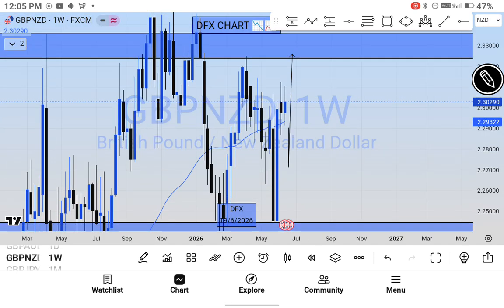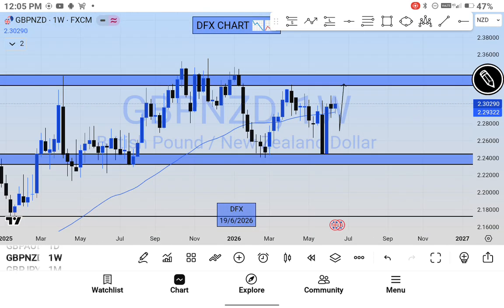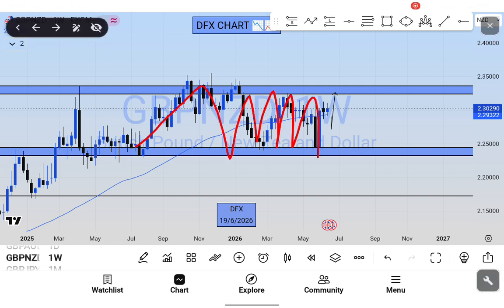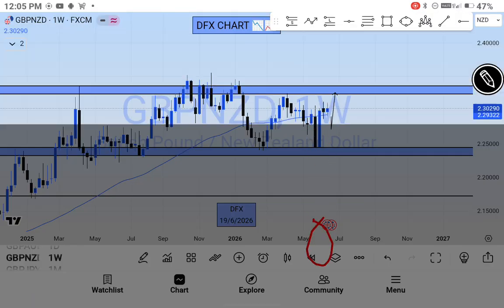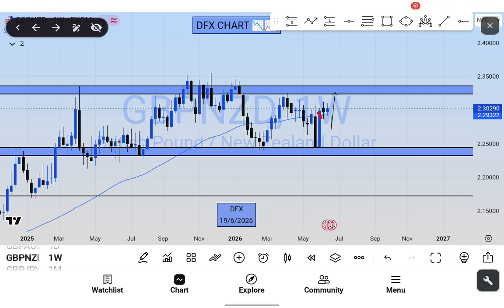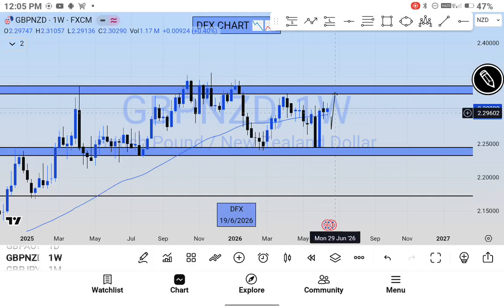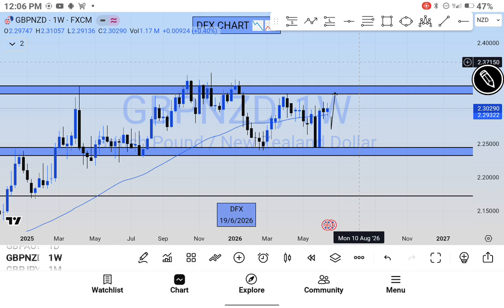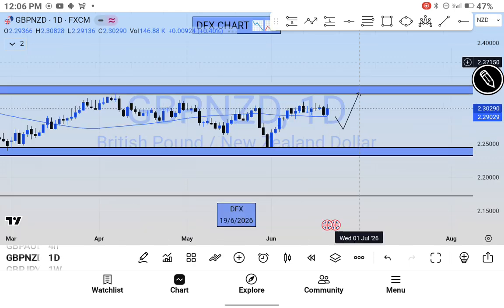Pounds NZD on a weekly time frame, just as we have here. We have a range in between a weekly support and resistance. And the last three weekly candle formation, we have a bullish engulfing candle, and we have this, I'd call it an inside bar, this two candle formation. Now with this candle formation, I expect a boom to the upside. So on a weekly time frame, pounds NZD, we are bullish. Back to daily time frame.